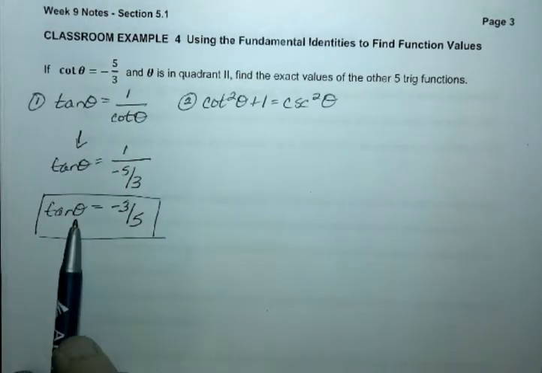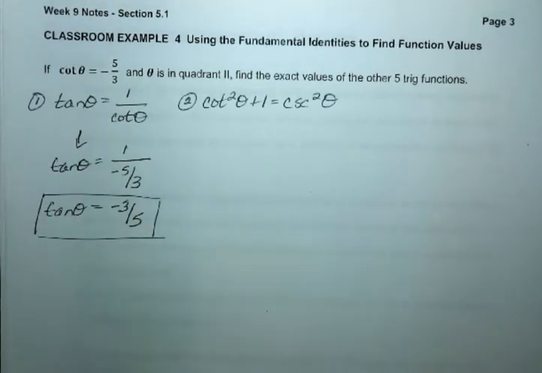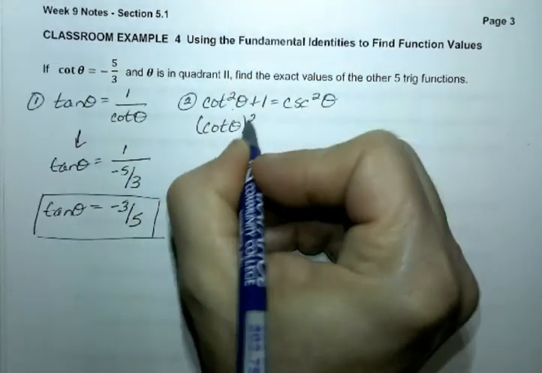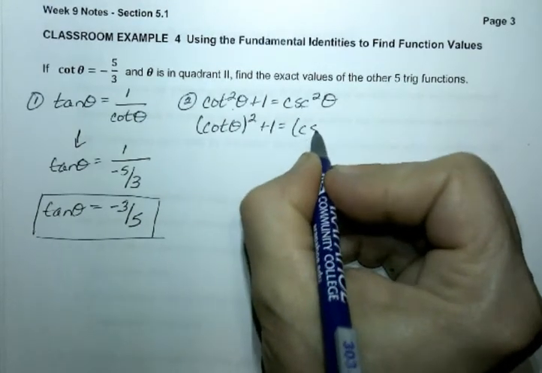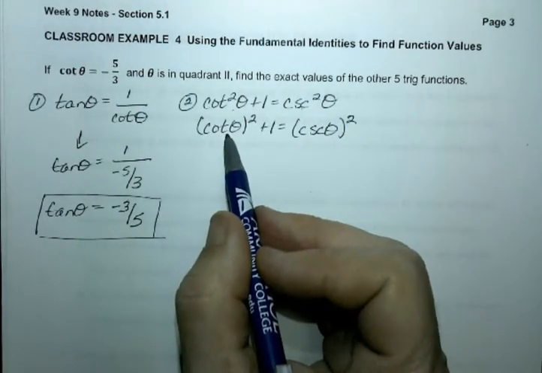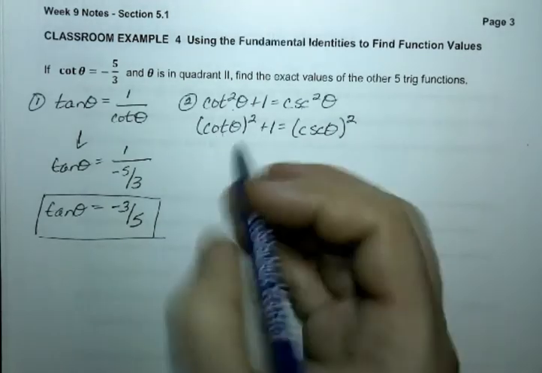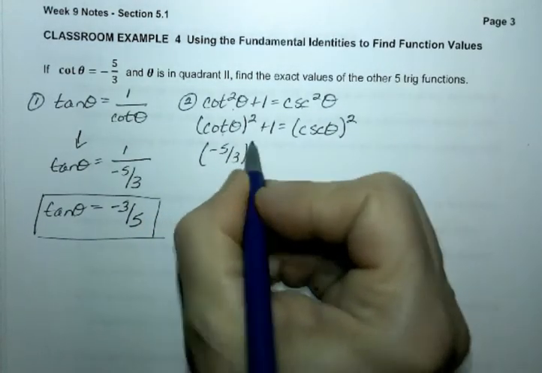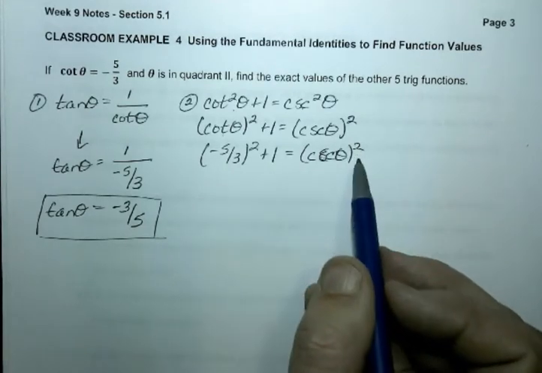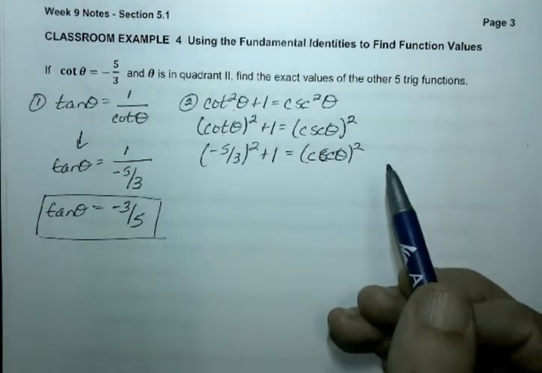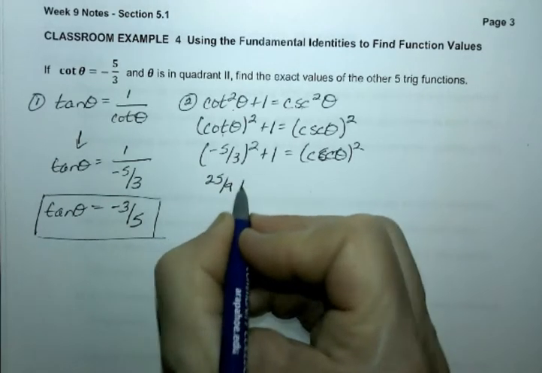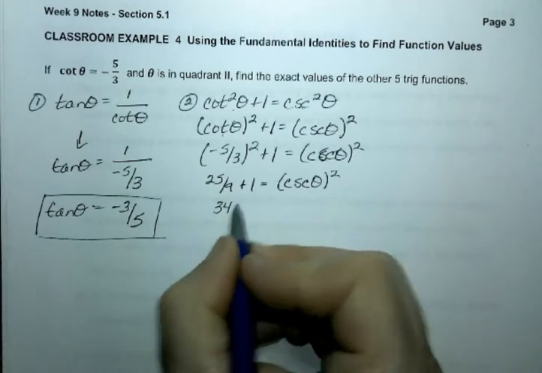Now with just cotangent and tangent, we can't go any further unless we use one of the Pythagorean identities. We're going to use this one. And remember, with the exponents, we can rewrite these with the exponent on the outside. That makes it a little bit easier when we're trying to substitute in values. So now we're going to substitute in negative 5/3 for the cotangent. We're going to solve this first for cosecant squared, and then we'll take the square root of both sides, and then we'll have to figure out whether it's negative or positive. Negative 5/3 squared would give us 25 over 9. If we add these together, we get 34 over 9.